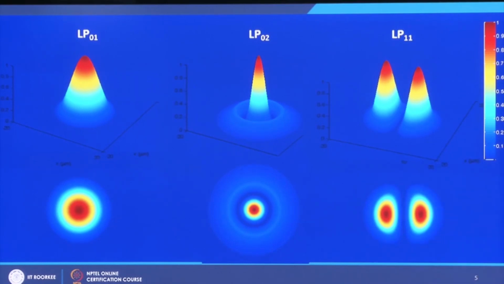If you look at LP11 mode, it would look like this. It would not have any zero in r direction except a zero at r is equal to 0, and this is the plot of the even LP11 mode.